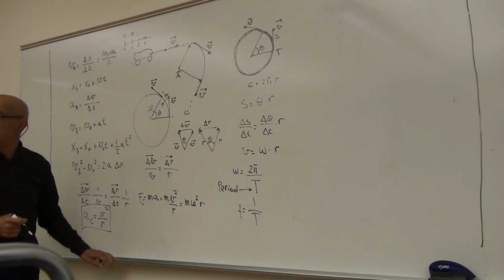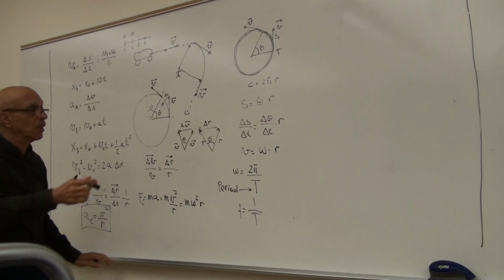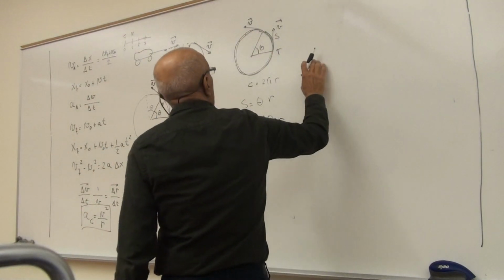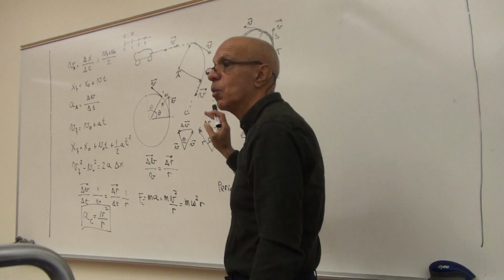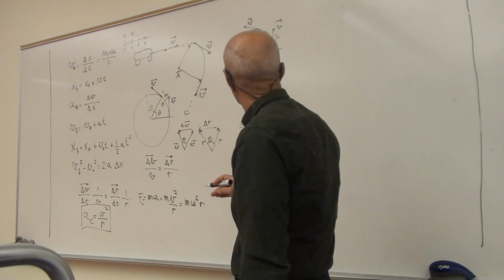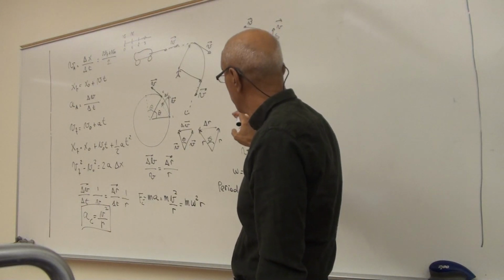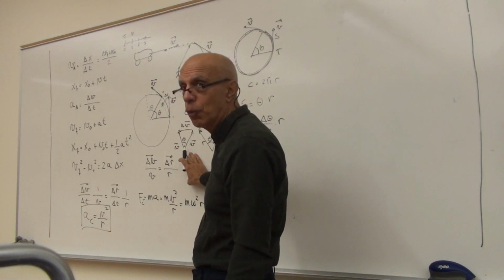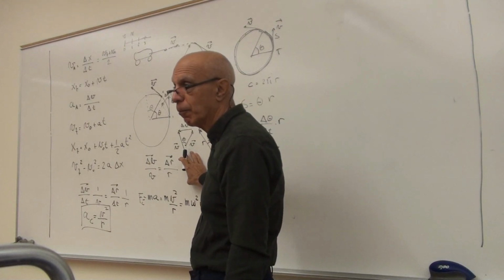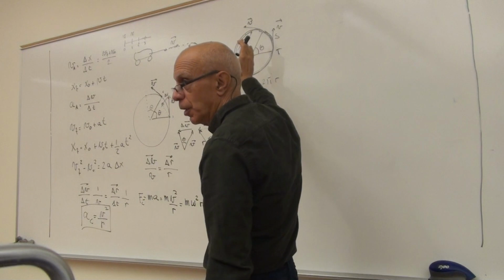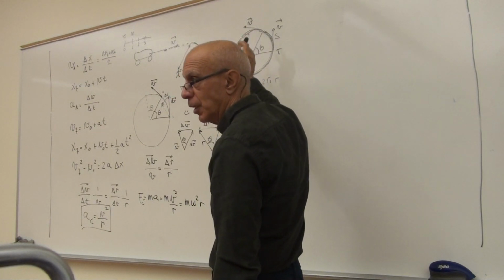And the whole thing is a revolution? Yeah, that's one revolution. One revolution is one period. Now, let's think about this being uniform circular motion. There is no tangential acceleration here because the velocity is the same.